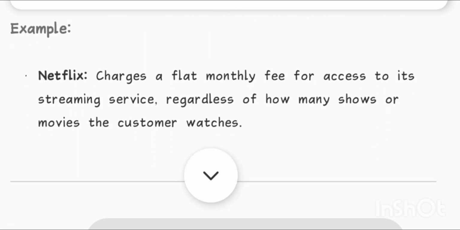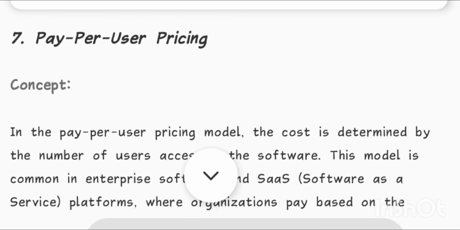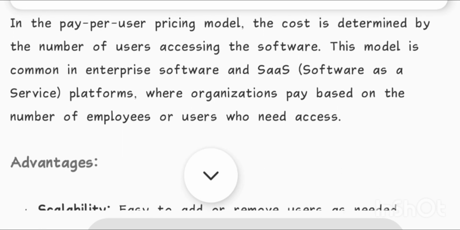Example, Netflix charges a flat monthly fee for access to its streaming service, regardless of how many shows or movies the customer watches. Pay-per-user concept. In the pay-per-user pricing model, the cost is determined by the number of users accessing the software. This model is common in enterprise software and SaaS, software as a service platforms, where organizations pay based on the number of employees or users who need access.